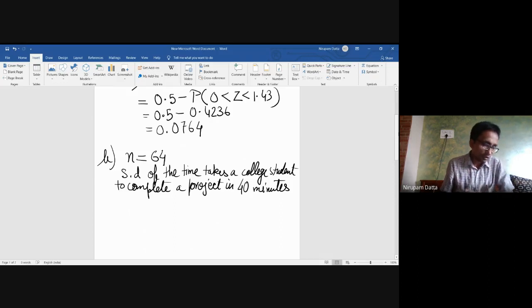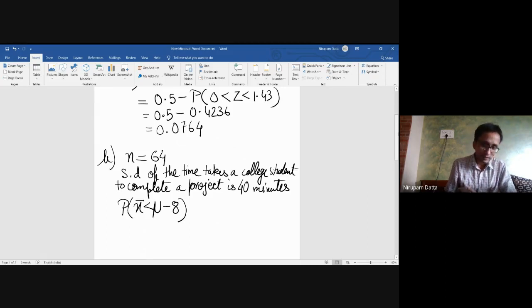The standard deviation of the amount of time it takes a college student to complete a project is 40 minutes. Now we have to find the probability that the sample mean is 8 minutes less than the population mean. The population mean is mu, and the sample mean has to be less than mu by 8 minutes, that is, mu minus 8.